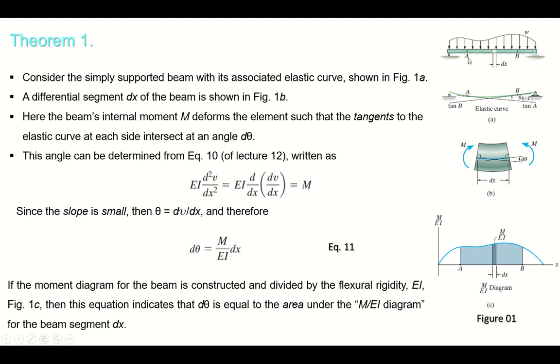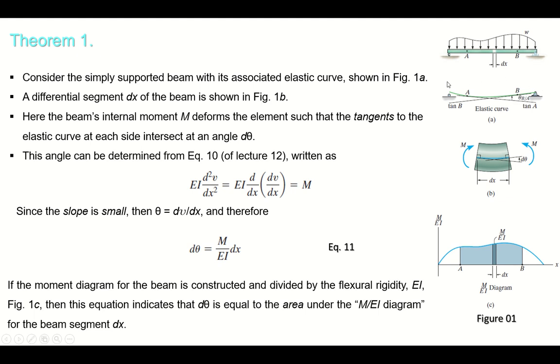Now consider two points A and B on this beam, and draw the tangents at these two points. This is the tangent at A and this is the tangent at B, and these two tangents make an angle theta at B with respect to A, right? So this is basically the slope of point B with respect to the tangent drawn from point A, right? And see, it is in the counterclockwise direction.